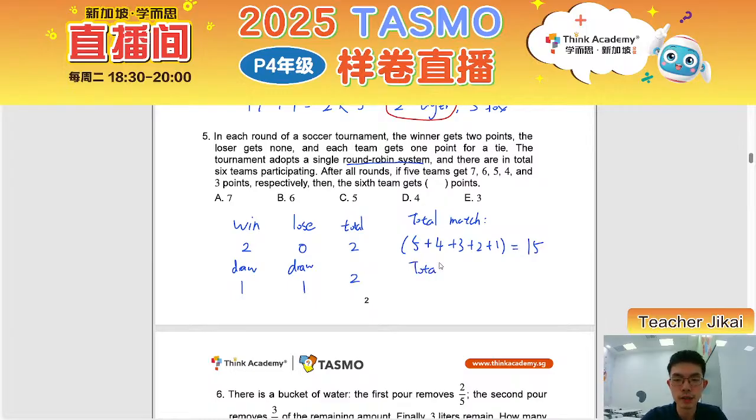So for the total points, each match has 2 points in total. So we have 15 matches, we have 30 points. Now it is asking the 6th team gets how many points? And we know the 5 teams get 7, 6, 5, 4, 3. So it is easy. We just use the total minus the 5 team scores, so we get the 6th team score. 30 minus 7, minus 6, minus 5, minus 4, minus 3. So it's like 30 minus 25. So we have 5 points here.